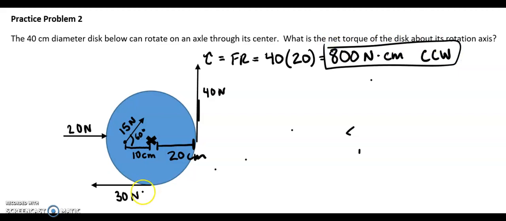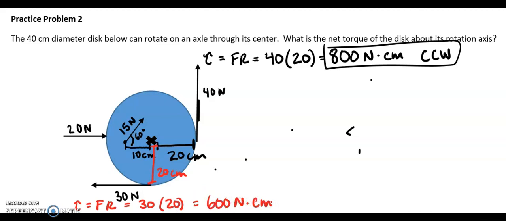Let's keep on going. So now let's look at this 30 Newton one. So the torque would be our force times our distance from our pivot. So our force is 30. And again, we're hitting it tangentially. So that one is going to make it rotate clockwise. And again, it's 20 centimeters away because it's on the tangent, it's on the edge of the disc. So 30 times 20, so that would be 600 Newton centimeters.